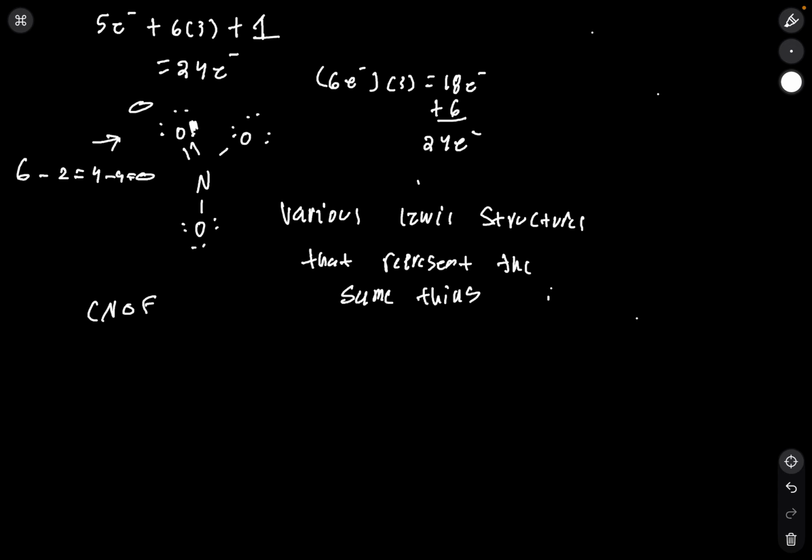So now let's do one of the oxygens that has the 3 lone pairs. We know oxygen is going to have 6 minus 1, which is 5 for the single bond, and then it's going to have minus 6, which is equal to negative 1. Wait, so this oxygen has a negative 1 charge, but then this one also has a negative 1 charge. Interesting. So now let's do this nitrogen.